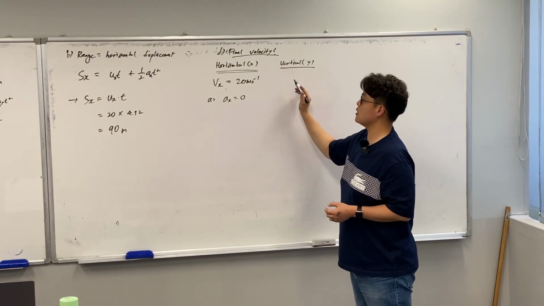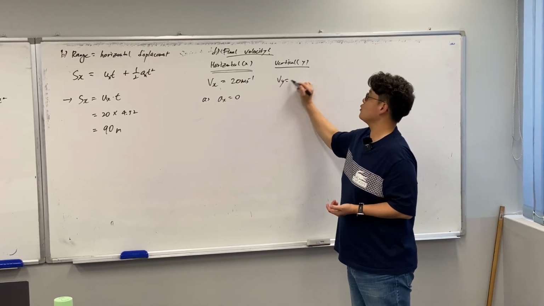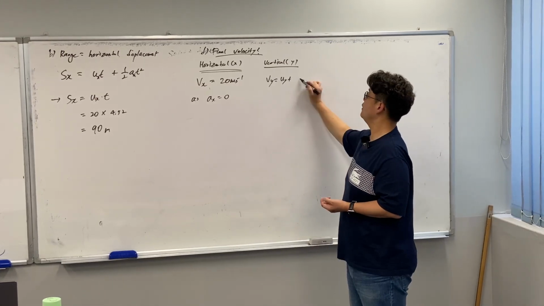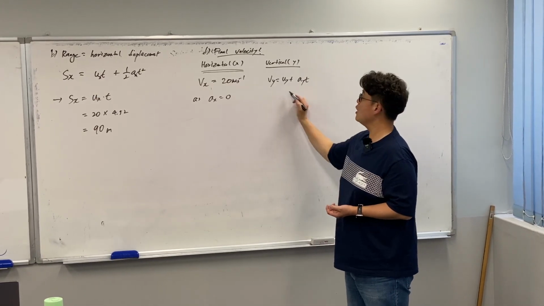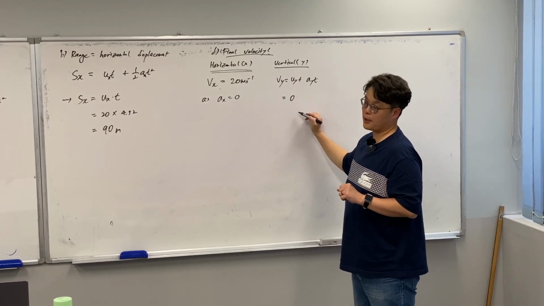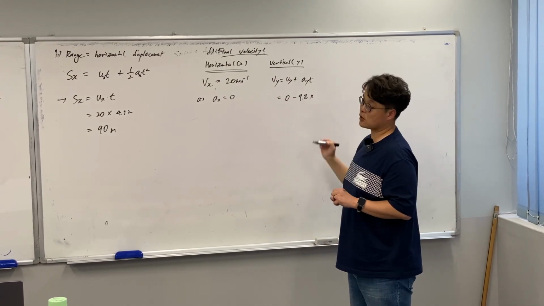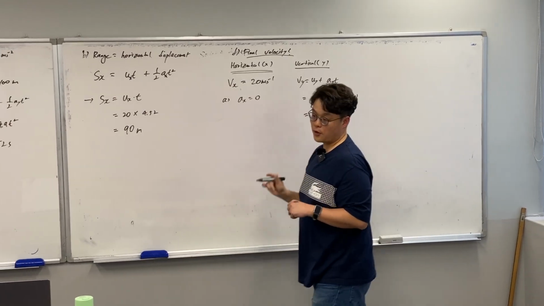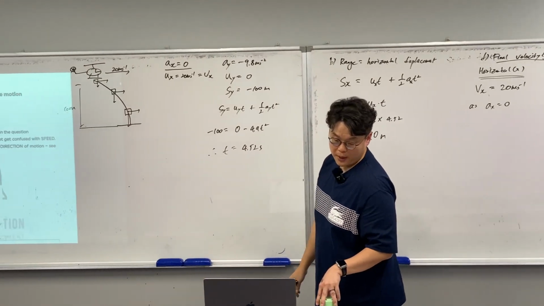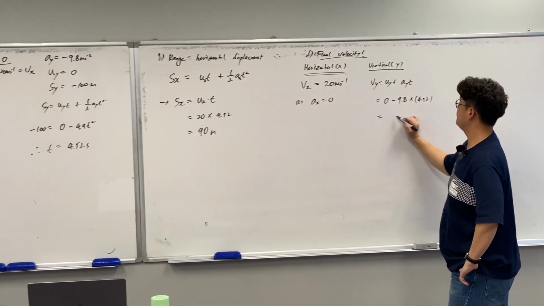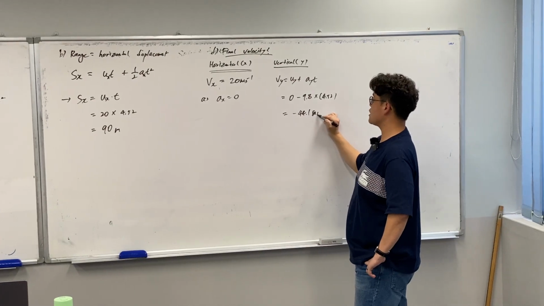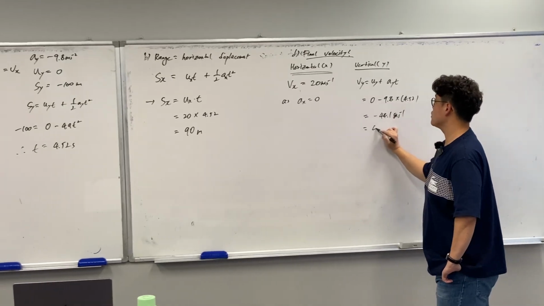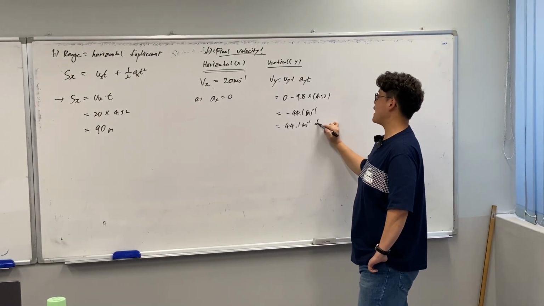Now, let's find the vertical velocity. How do you find the vertical velocity? We have to do the same thing. Vy equals uy plus at. What do we know? u is equal to 0. a is equal to minus 9.8 in the vertical motion. Time taken, we found that as 4.52. So for the vertical motion, you would get minus 44.1 meters per second. That's a pretty fast speed, 44.1 meters per second downward.